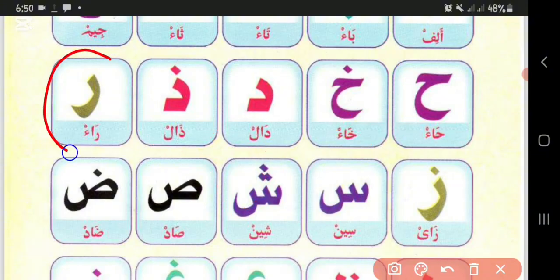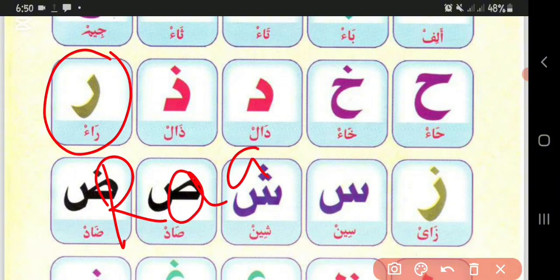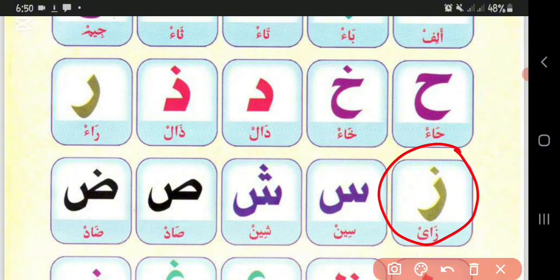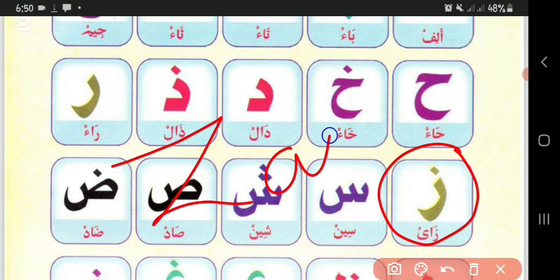The next letter is what? Ra. That is transliterated as this. Each and every one of us can pronounce that one. Then the next one is this letter. Many people say Zain. No, you pronounce it Zai. This is the transliteration: Z-A-Y. Zai. Do not say Sai. No, Zai.